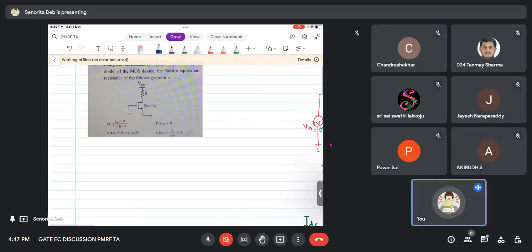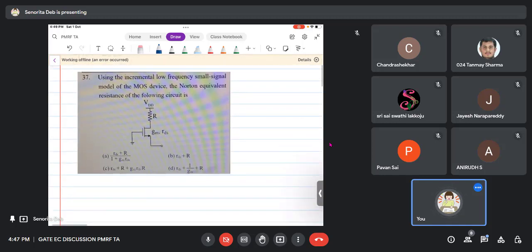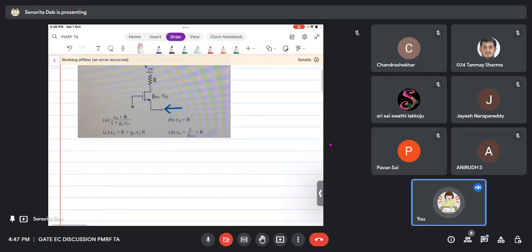So this was the question that was asked. It was GATE 2020. What is the resistance looking from the source here? We were trying to find out from here, right? But now this is from here, from the source. So quickly, small signal model.